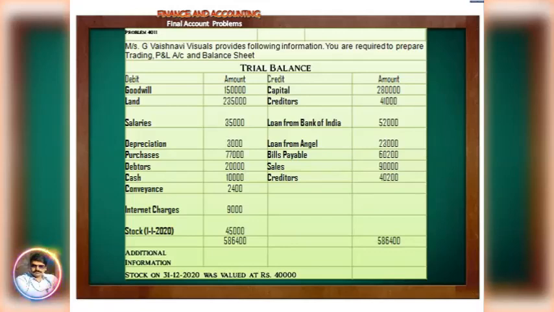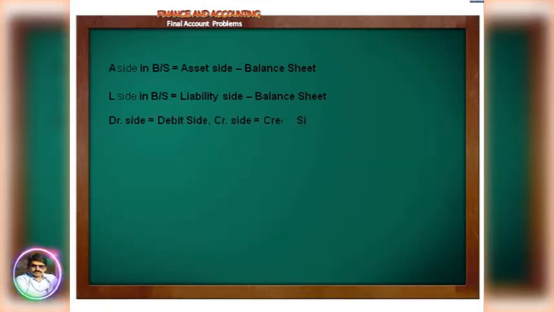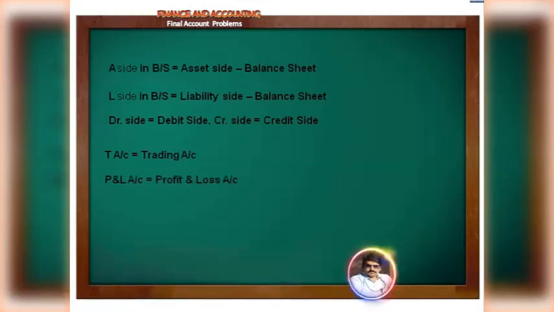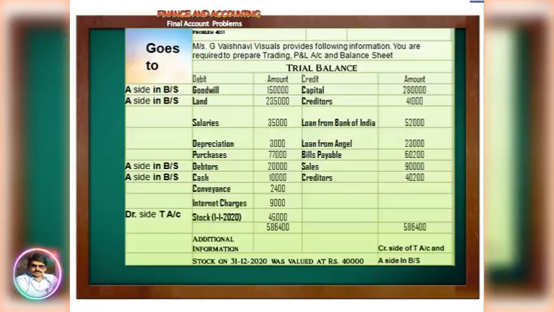So before preparing the final accounts, we have to just mark it in a short form, just below or before these items, where it goes. T account, trading account, DR, debit side, like that. We can have abbreviations. A side in BS means asset side of balance sheet. L side in BS means liability side of balance sheet. DR side is debit side. CR side means credit side. T account stands for trading account, as we have discussed. P&L for profit and loss account.